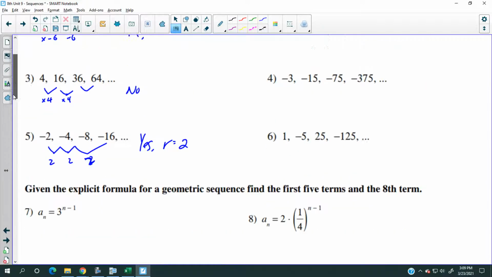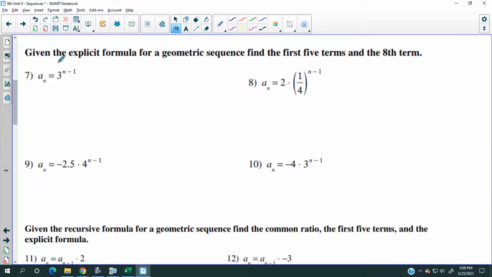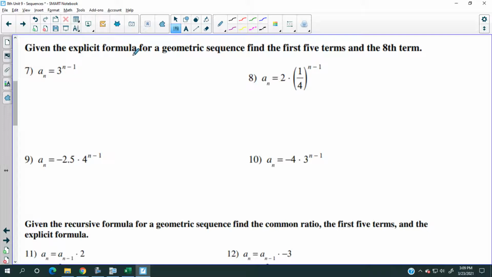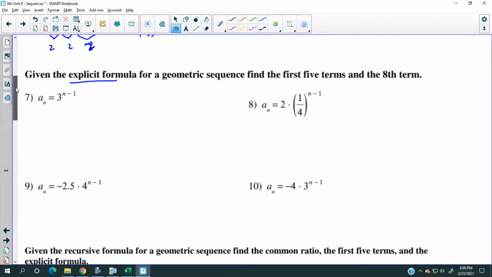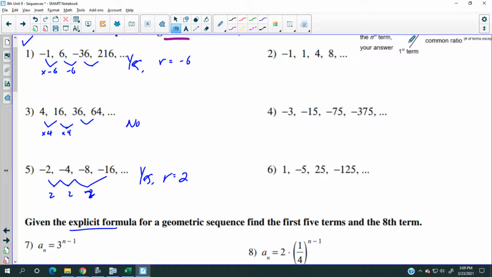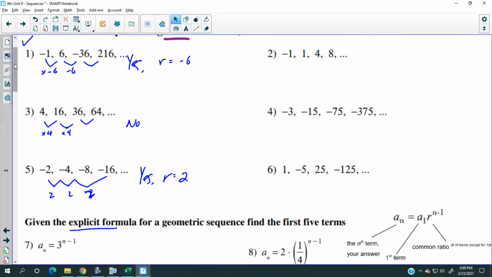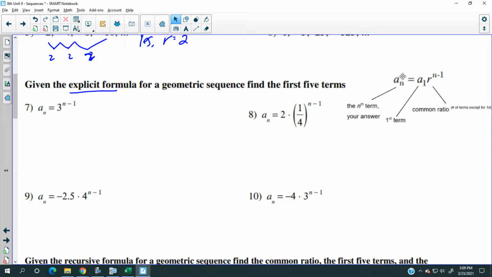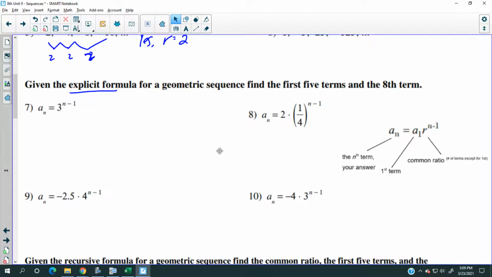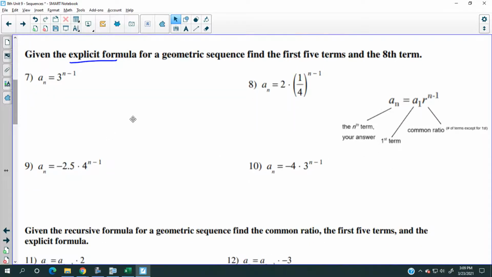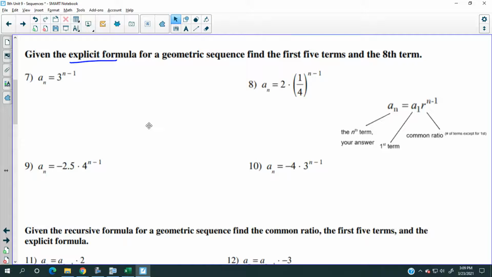All right, moving on. Given the explicit formula for a geometric sequence, first find... Let me go grab that again and bring that down. The lights just went off. All right, here's the formula. Given the explicit formula, find the first 5 terms and the 8th term.